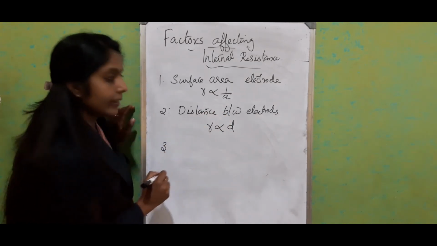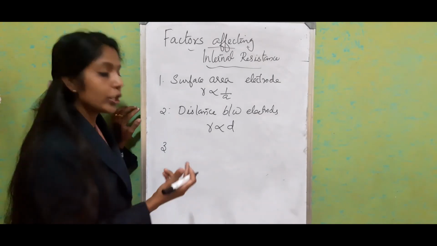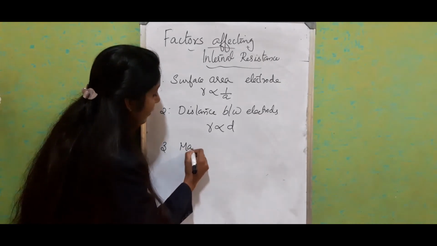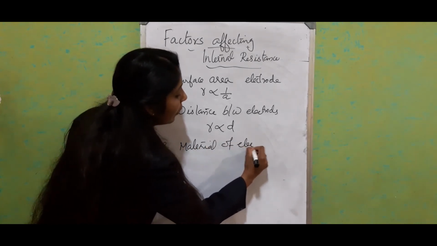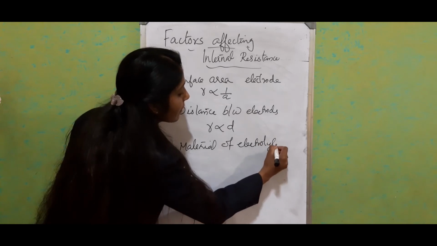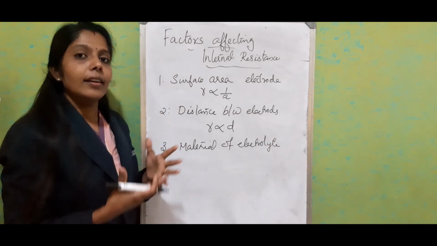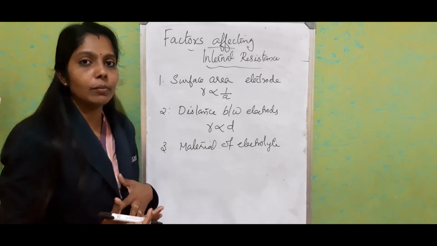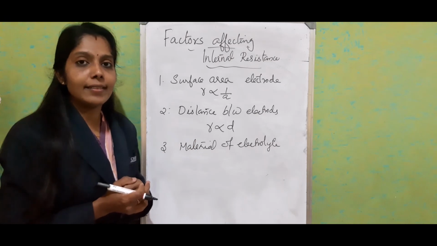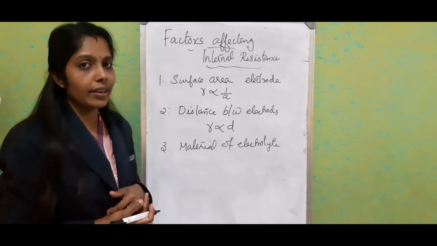Now the third factor: the material of the solution, or electrolyte. If it is less ionic, there is less resistance. If the concentration is greater, the number of ions present in the electrolyte will be more, so it offers more resistance.